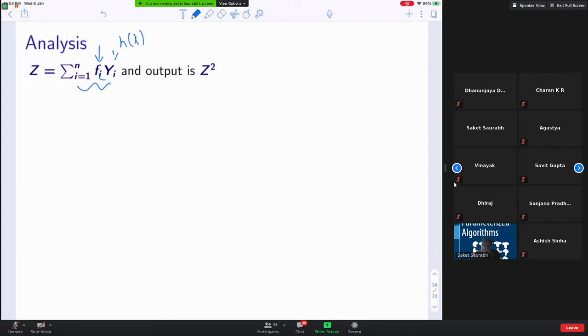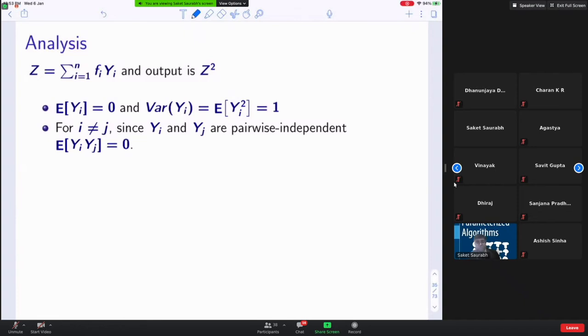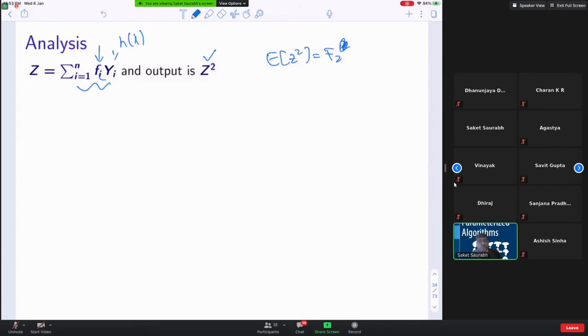And then we are outputting Z squared, right? To prove that this is an unbiased estimator, what is the first thing we need to show? That the expectation of Z squared is F2. So let's show that. What is the expectation of Z squared? It is going to be the expectation of (summation Fi Yi) whole squared. Is this fine?